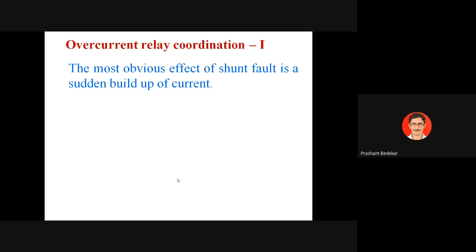The most obvious effect of shunt fault is a sudden buildup of current. Now probably all of you must be feeling that yes, we are dealing with electrical engineering. Till now, there were no terms like resistance, inductance, capacitance, current, fault, and voltage. So now we are coming to our domain area. But you will realize that whatever I said yesterday is very true.